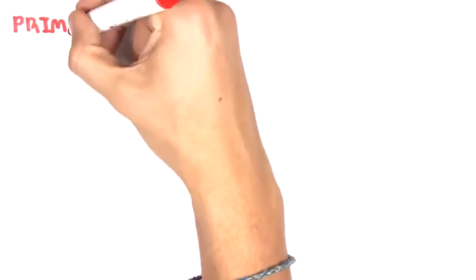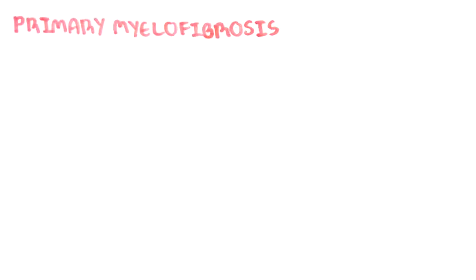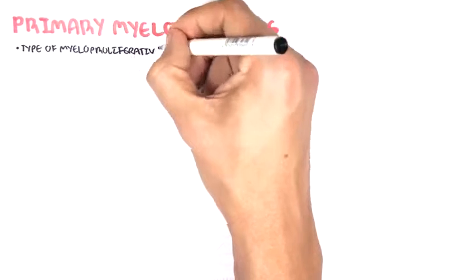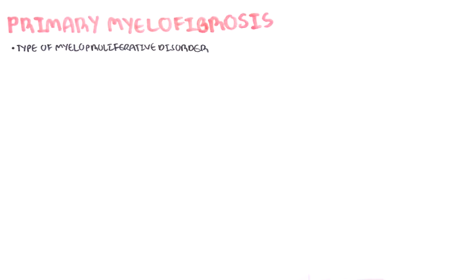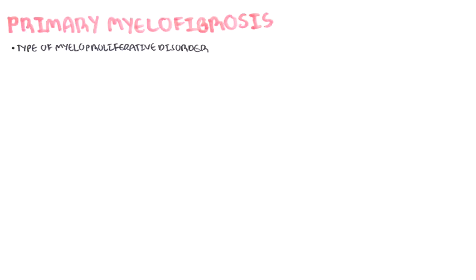Hello, in this video, we're going to talk about primary myelofibrosis. This is an overview and introduction. Primary myelofibrosis is a type of myeloproliferative disorder. Remember that there are three classic myeloproliferative disorders, and these include polycythemia rubra vera, essential thrombocythemia, and primary myelofibrosis.